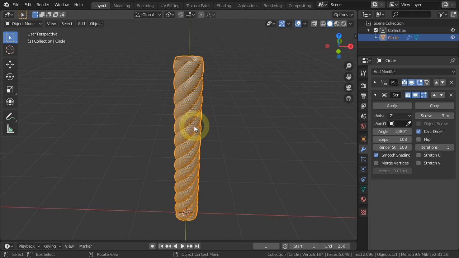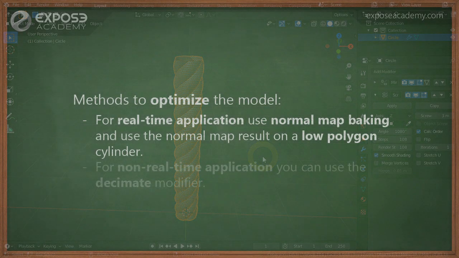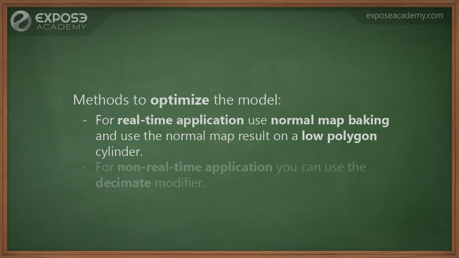Instead of using it directly, what you should do is to bake the normal map out of this model and then use the normal map on a low polygon cylinder object. You will see the spiral column detail on that low poly object as if it is the original high polygon object. But we won't be covering normal map baking in this tutorial.